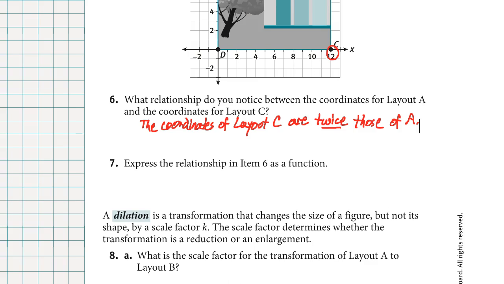So the coordinates of layout C are twice those of layout A. Now write an algebra expression that shows that idea of being twice as much. And it would look like this. The ordered pair x, y transforms to 2 times x, 2 times y.